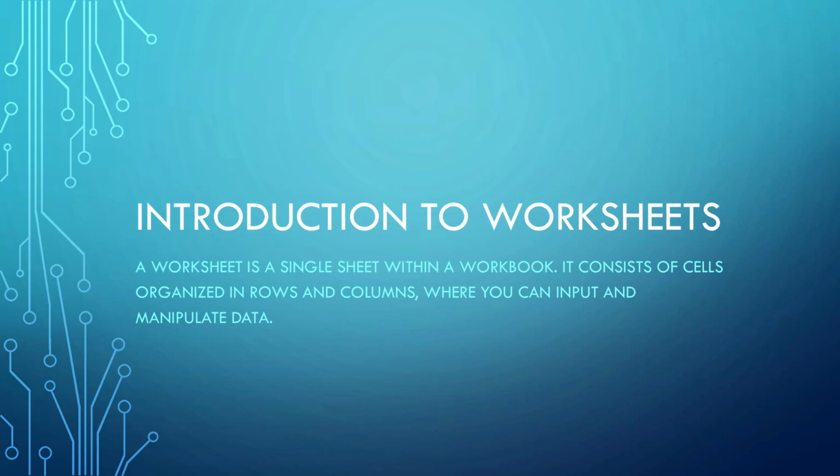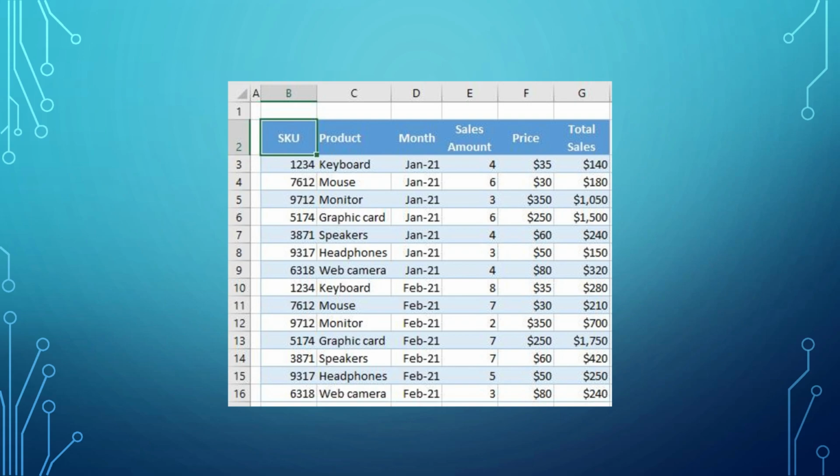Worksheets are the individual sheets within a workbook where you input and manipulate data. Each worksheet consists of cells organized in rows and columns. Let's take a look at an example of data within a worksheet. This image shows an example of a worksheet containing data.